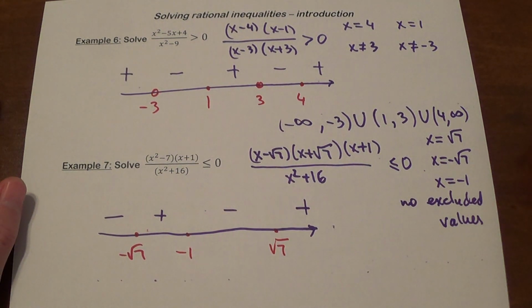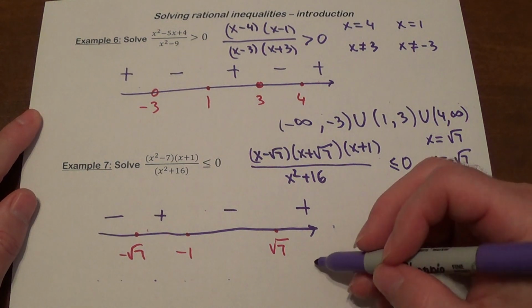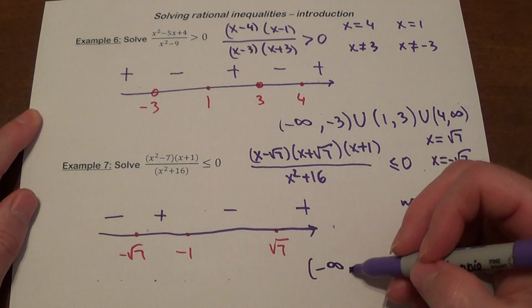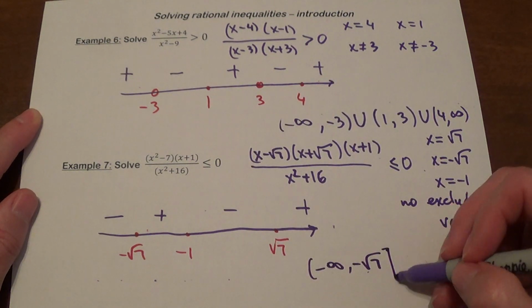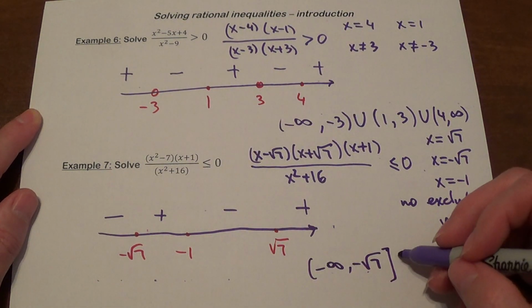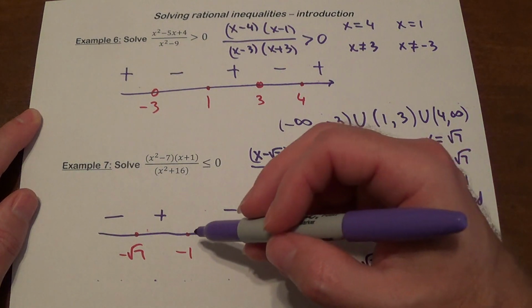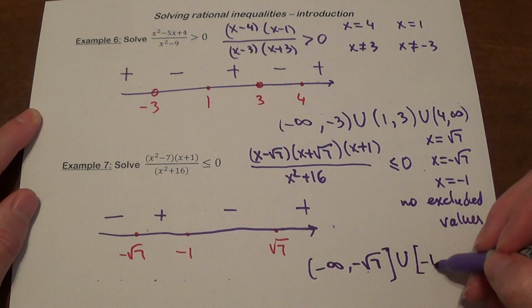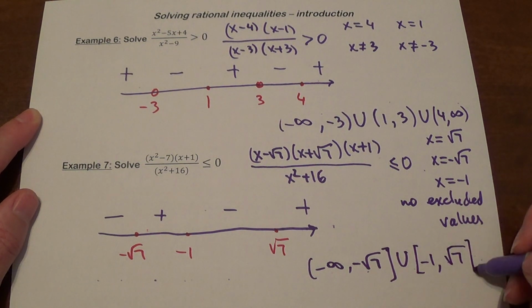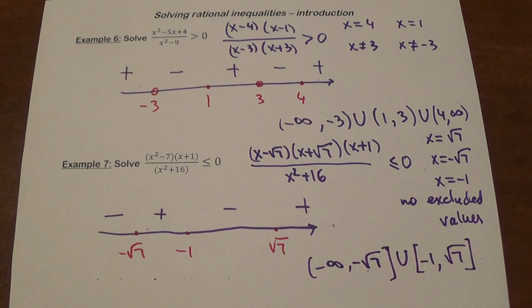We want it to be less than or equal to 0. So we're going to be from negative infinity to negative square root of 7, which I can include because less than or equal to. And also I'm going to go from negative 1 to square root of 7, both included. Okay, this is how it's done.